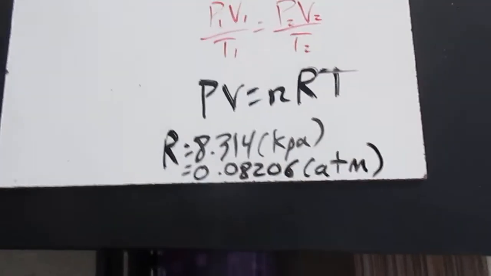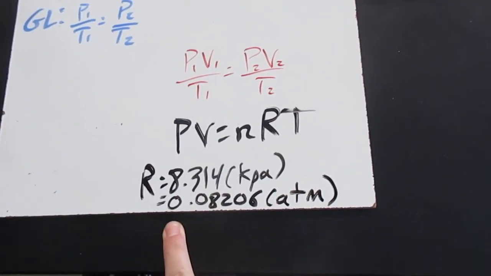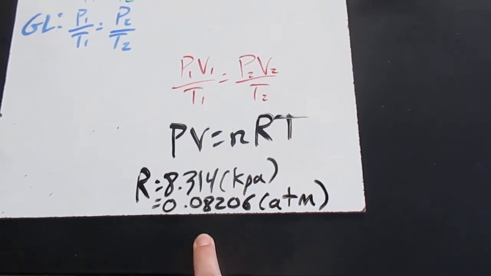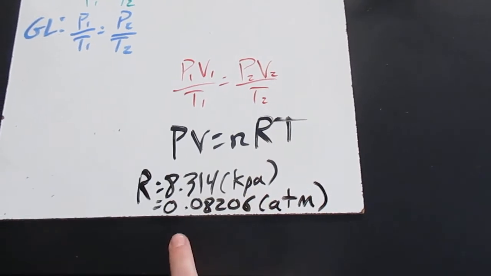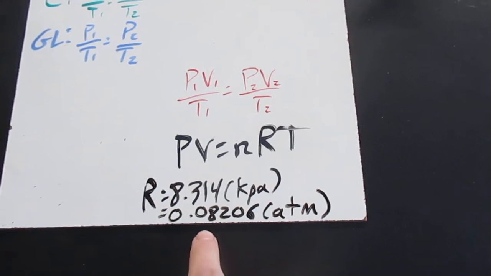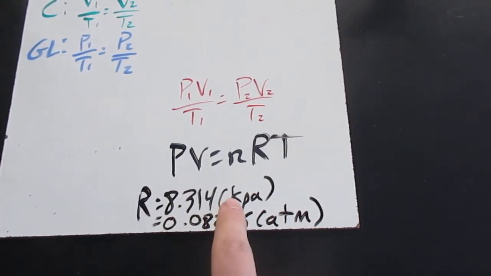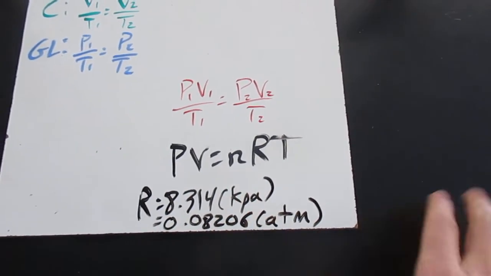Now, one thing that I want to make very clear as well in this lab, R is the ideal gas constant. And there are two values for R: 8.314 kPa and 0.08206 atm. Now, depending where your teacher is at in class, you might only be talking about 8.314, and you might not be talking about the conversion between atmosphere and kPa.